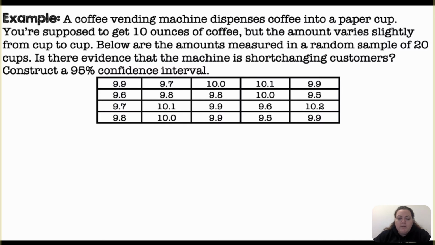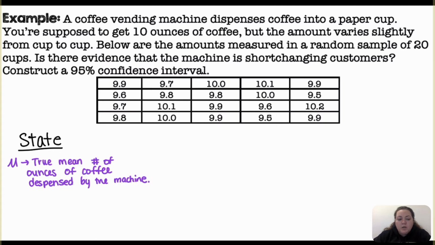All right, so this one I have a bunch of data. I have 20 data points. I'm going to start by putting those into my list 1. So stat, edit, enter all those data points into list 1. All right, state. I'm going to define my parameter. So my parameter is mu. I'm working with means, not proportions now. So mu is the true mean number of ounces of coffee dispensed by the machine.